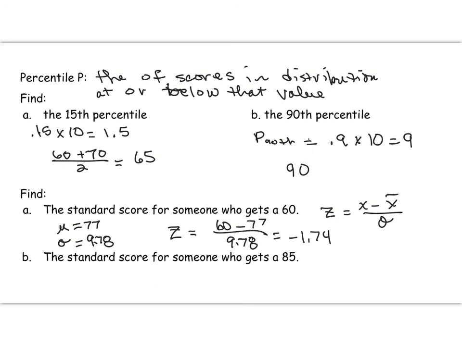Okay, and now if I want to calculate the standard score for someone who gets an 85, 85 is my x value. I still have the same mean, so it's 77, and same standard deviation, 9.78. When I calculate that, I get a positive value because 85 is above 77, so I should get a positive z-score. I get 0.82.